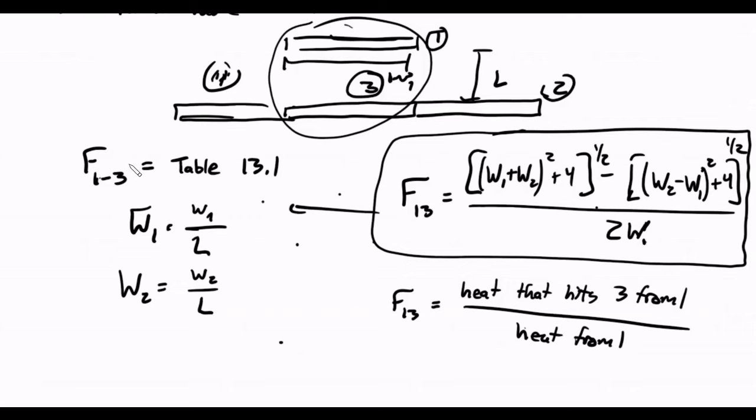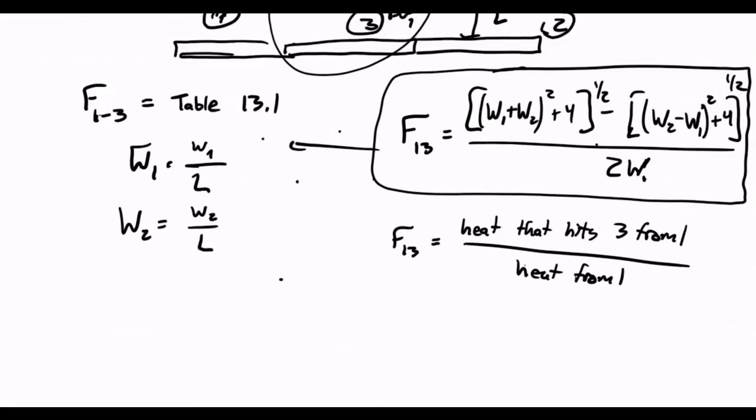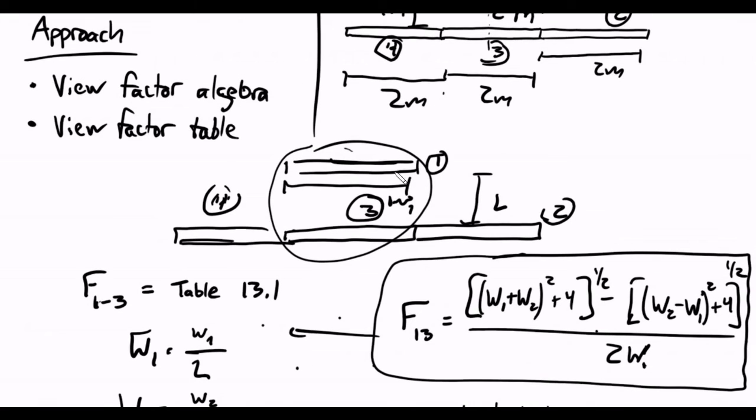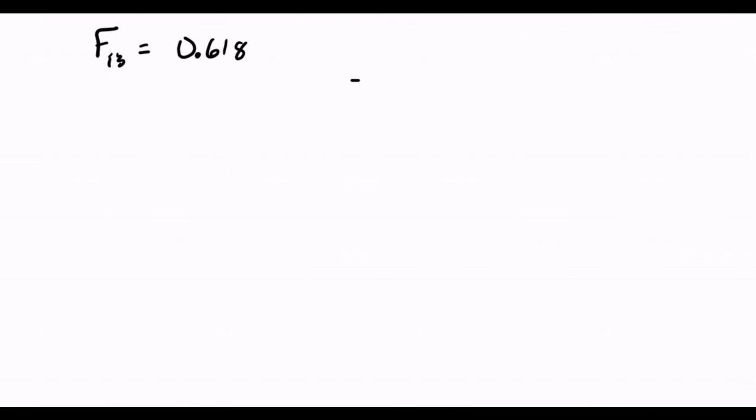Okay, so you see we can find the view factor from 1 to 3 using this equation right here after we calculate big W1 and big W2. If you do that, F13, you get 0.618. All right, so that means that 61.8% of the energy that leaves surface 1, so 61.8% of the energy leaving here, is going to hit surface 3. But that's not what we're looking for.